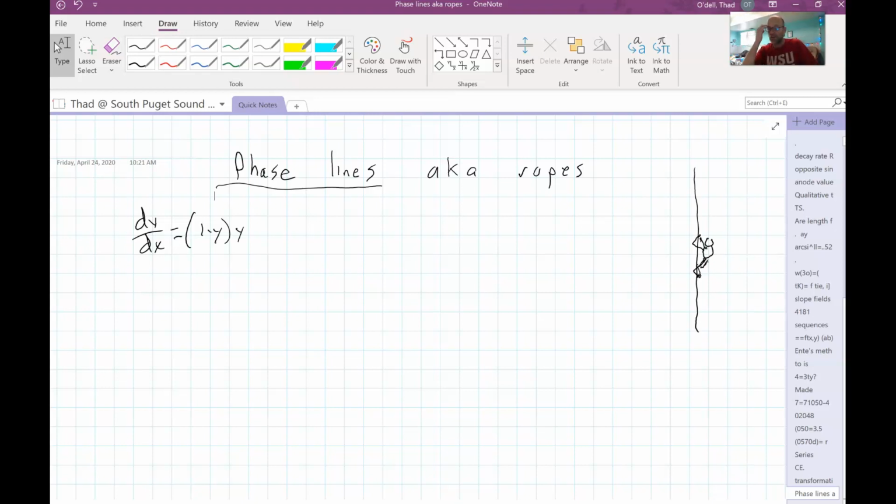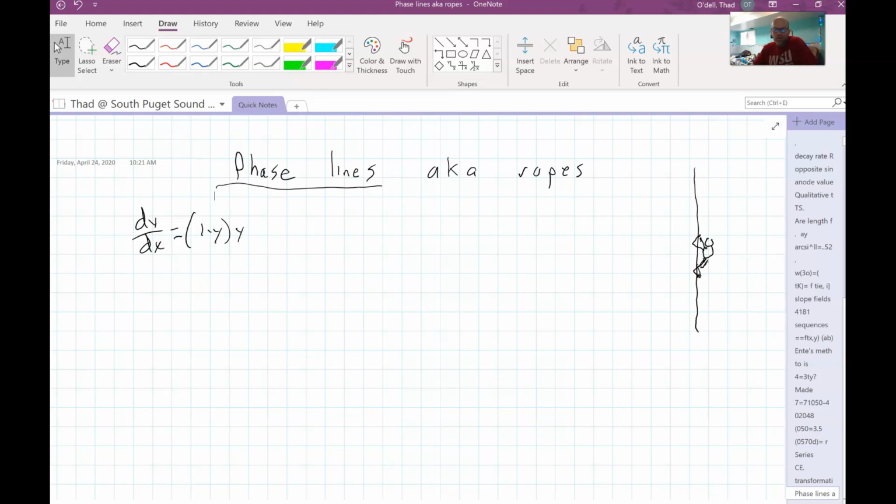So slope fields are a really good tool, but they just take a lot of work to create by hand. So phase lines is kind of a shortcut method. They're not as thorough and as informative as a slope field possibly is, but we can definitely use them to get at some of the same ideas as a slope field.